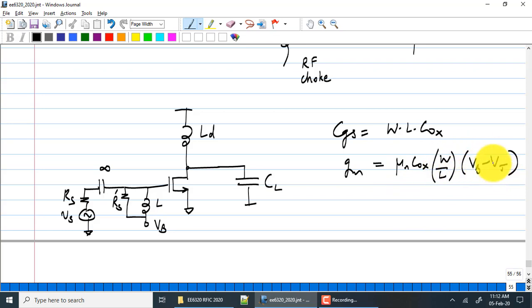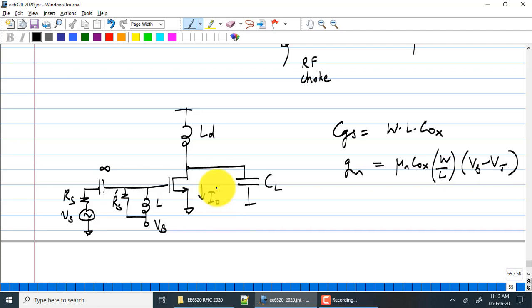I'll write it like this. If you have chosen VP for a particular value of current, GM depends on W over L. And your LNA requires a specific gain, which will depend on GM. So your W over L is fixed by the gain you require from your LNA.